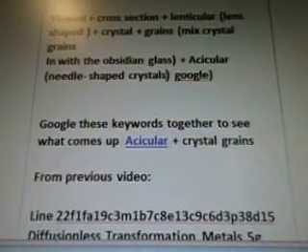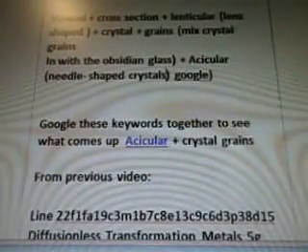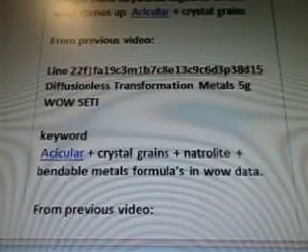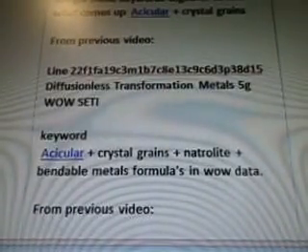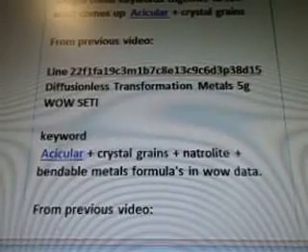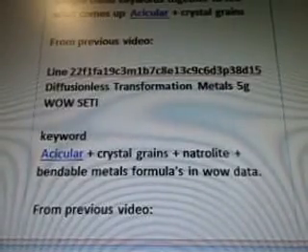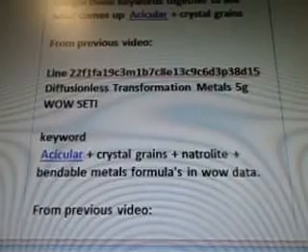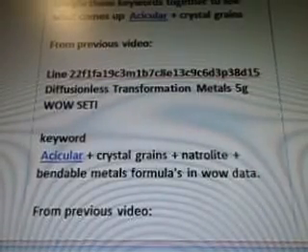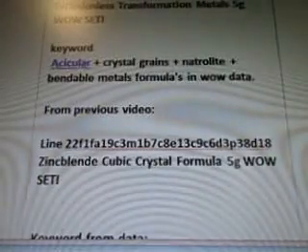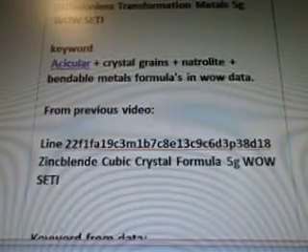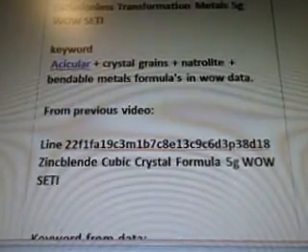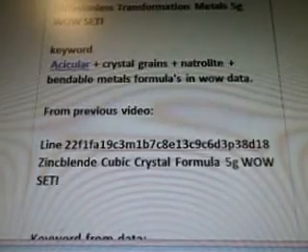Okay, so I'm going to Google the keywords together to see what comes up with acicular and crystal grains from a previous video, which we did already. That was in line 22f1fa19C3M1b7C8E13C9C6D3P38D15, Diffusionless Transformation Metals 5G Wow Seti. Then I took the keyword acicular, crystal grains, and natural light, adding it to a bendable metals formula that was found in the WOW data.